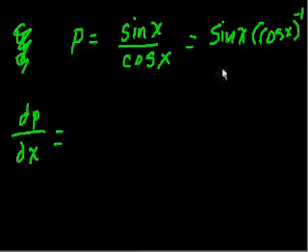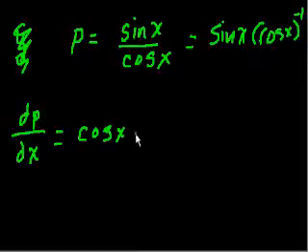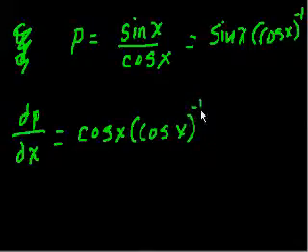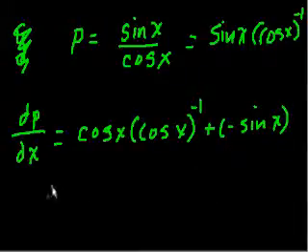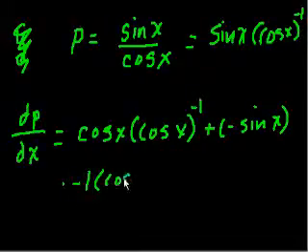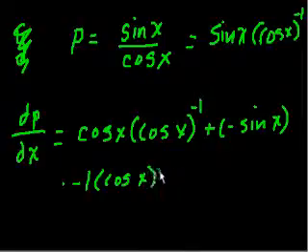So the derivative of the first term, the derivative of sine of x, is cosine of x times the second term, cosine of x to the minus 1. And then to that we add the derivative of the second term. Well, we have to use the chain rule here. So we take the derivative of the inside. The derivative of cosine x is minus sine of x. And then times the derivative of the outside, that's minus 1 cosine of x to the minus 2. And then we multiply that times the first term, sine of x.